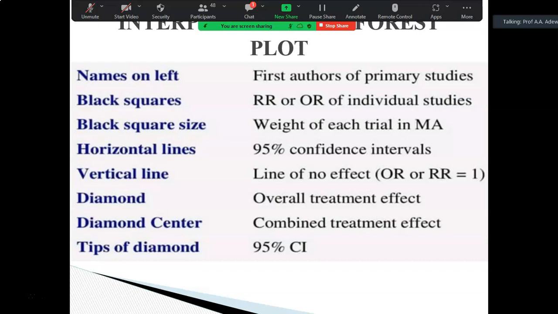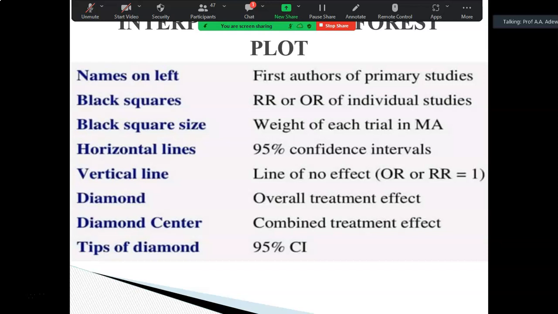So, interpretation of forest plot. Names on the left will be the first author of the primary study. The black squares represent the risk ratio or the odds ratio of individual studies. The size of the black square represents the weight of each trial. Then horizontal lines represent the 95% confidence interval, like I said earlier on.